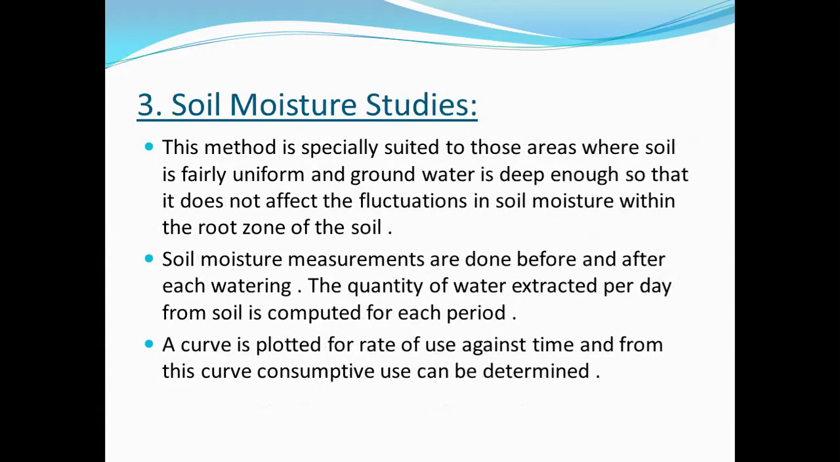Third one is soil moisture studies. This method is specially suited to those areas where the soil is fairly uniform and groundwater is deep enough so that it does not affect the fluctuation in soil moisture within the root zone of the soil. Right. So it is only suitable for those areas where the soil is fairly uniform and the groundwater is deep enough, right?